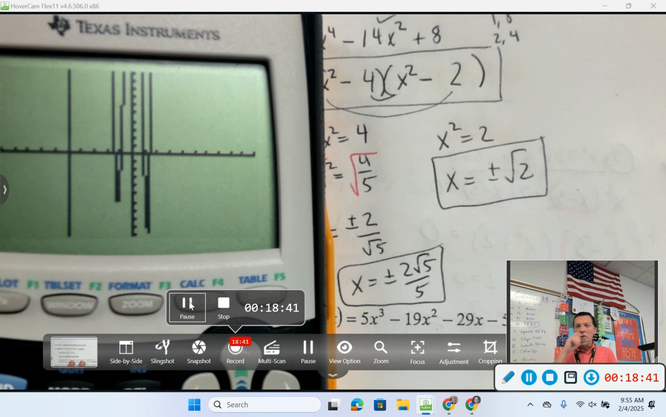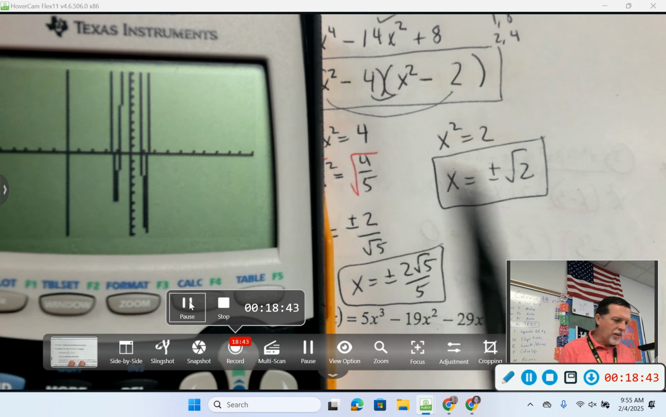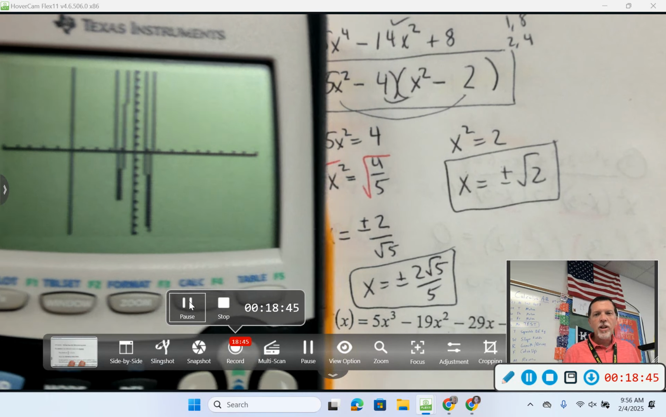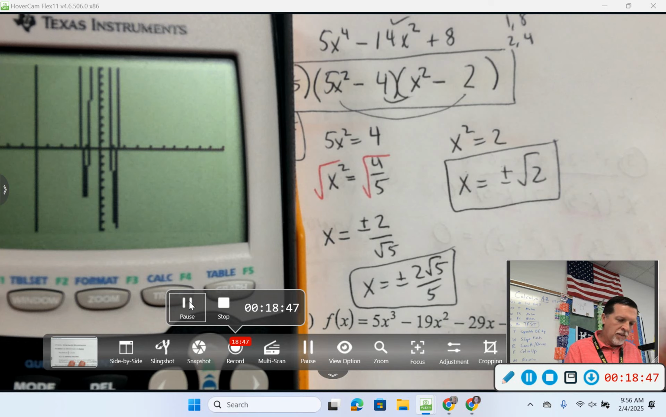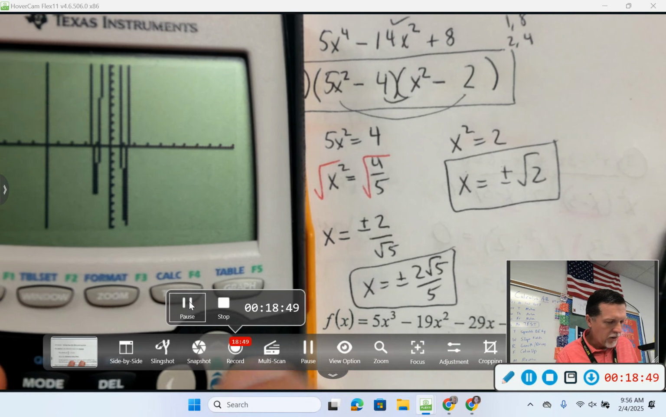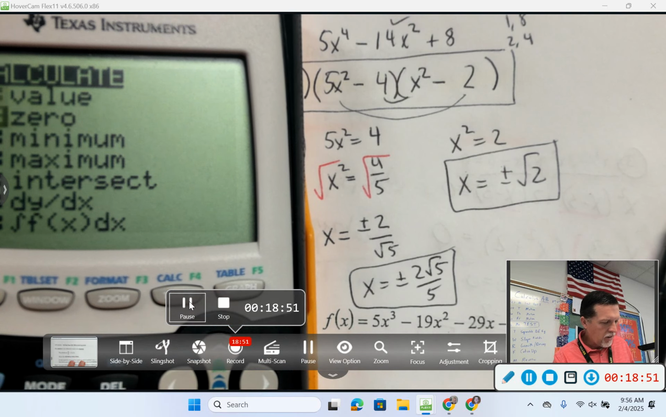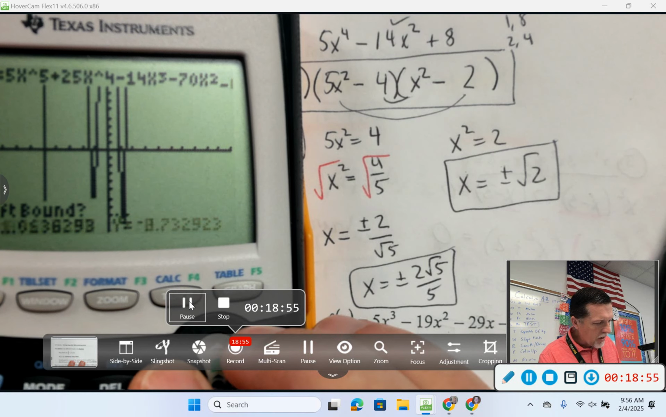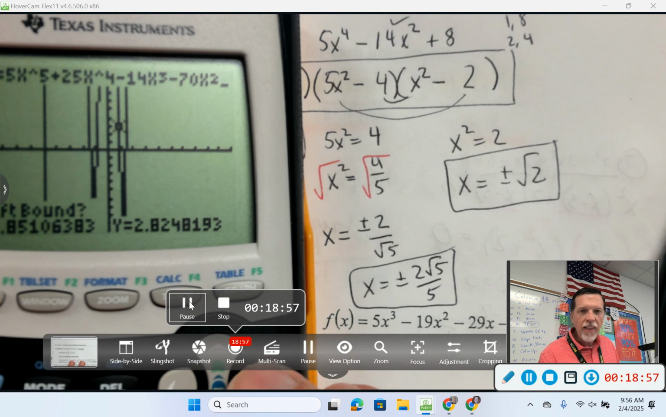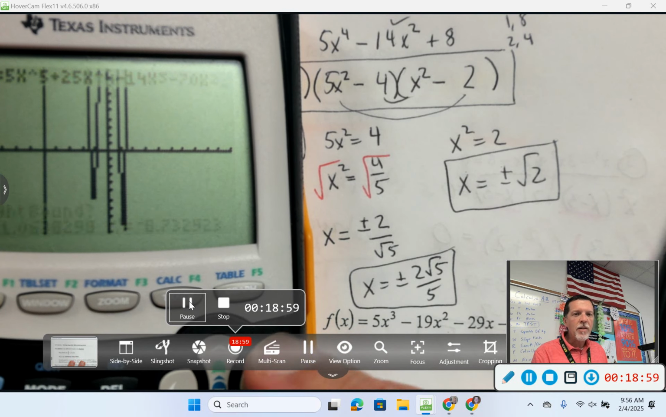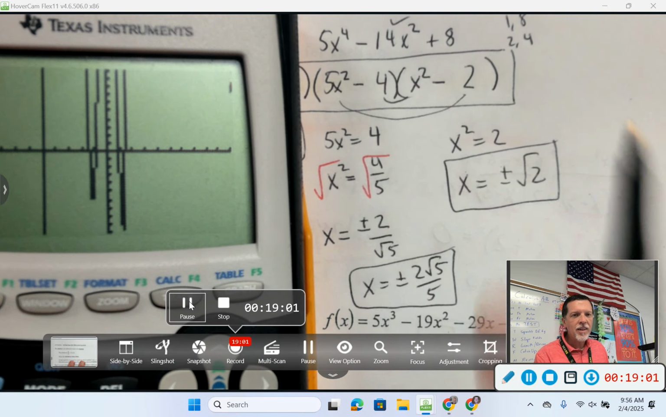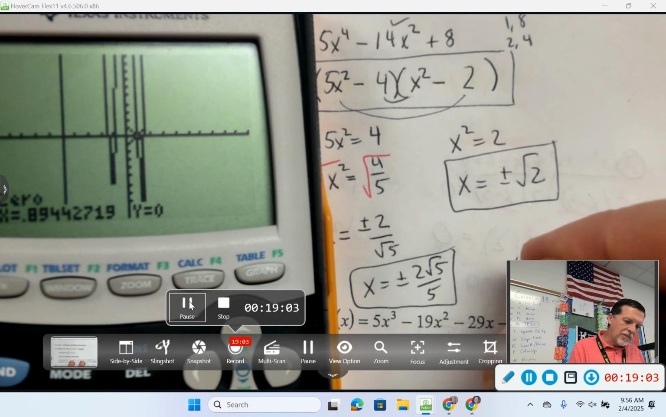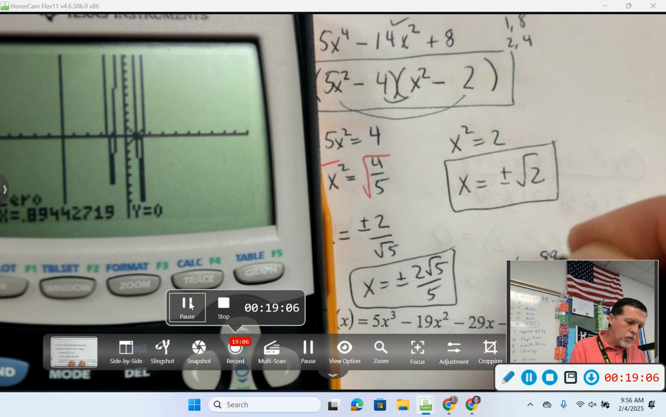I suppose if I really wanted to check one of those, I could find one of those. A student asked me yesterday to make sure I recorded how to find a zero on the calculator. So, second calc, zero. Oh, there's my cursor. So I guess we'll find that one. Left bound, right bound, guess. So one of my answers is 0.894.